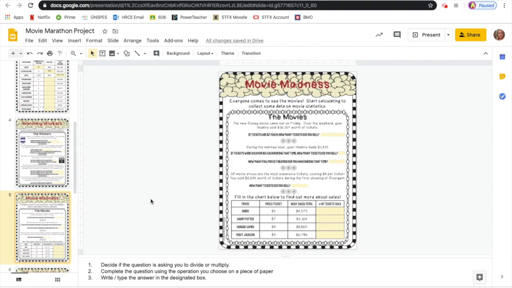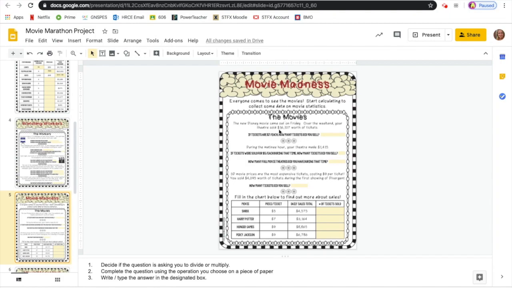So slide number 5 is the exact same as slide number 4. You need to look at the questions and decide if it is asking you to divide or multiply. So for the first one, the new Disney movie came out on Friday. Over the weekend, your theater sold 16,107 worth of tickets. If tickets are $7 each, how many tickets did you sell?